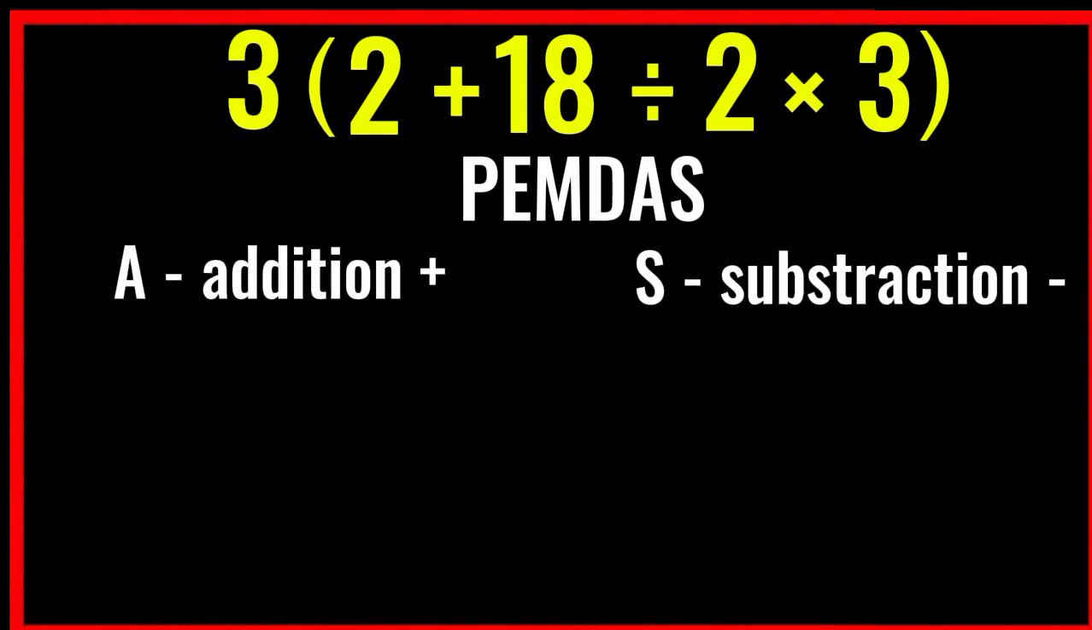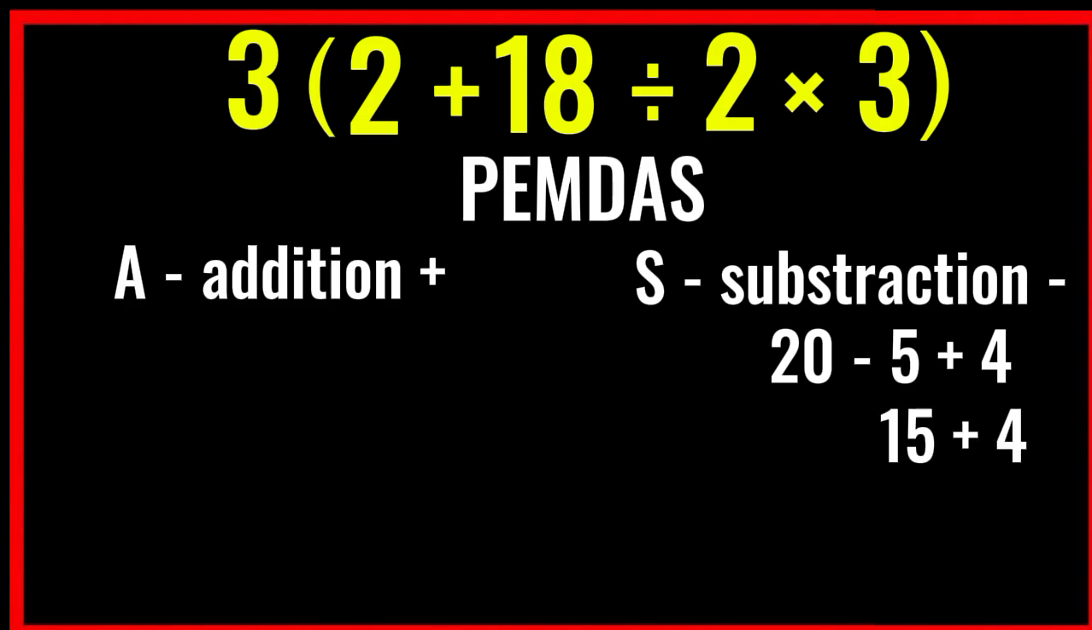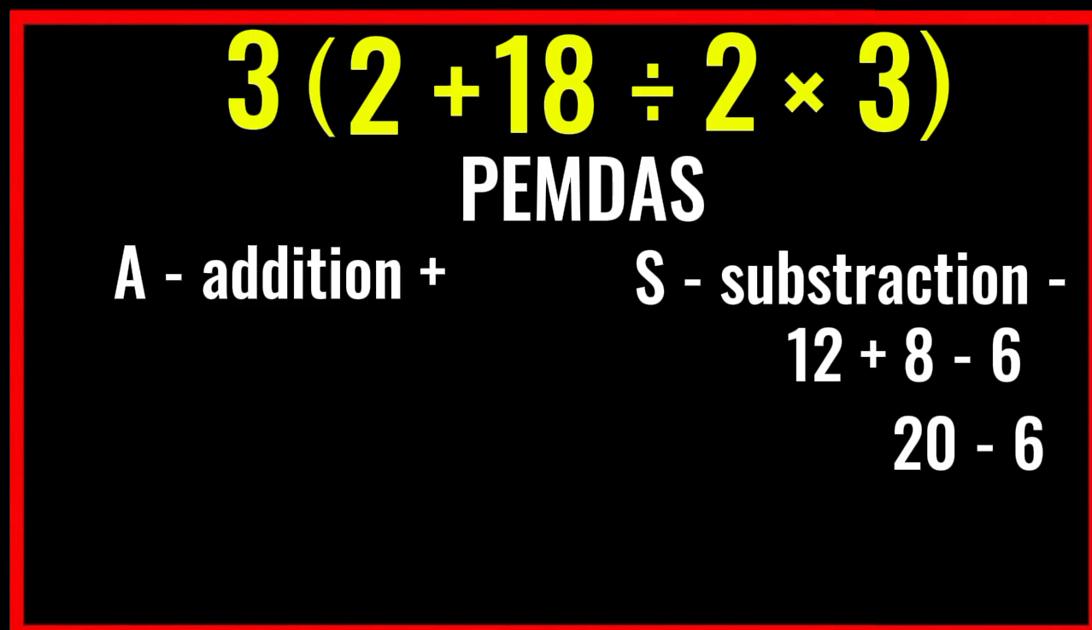Now let's talk about A and S. They stand for addition and subtraction. These two also have equal priority. So once again, solve them from left to right. For example, 20 minus 5 plus 4. Start from the left. 20 minus 5 equals 15. 15 plus 4 equals 19. Here's another example. 12 plus 8 minus 6. 12 plus 8 equals 20. 20 minus 6 equals 14. So remember this. Multiplication and division are solved from left to right. Addition and subtraction are also solved from left to right. That's one of the biggest mistakes people make when solving tricky math questions online.